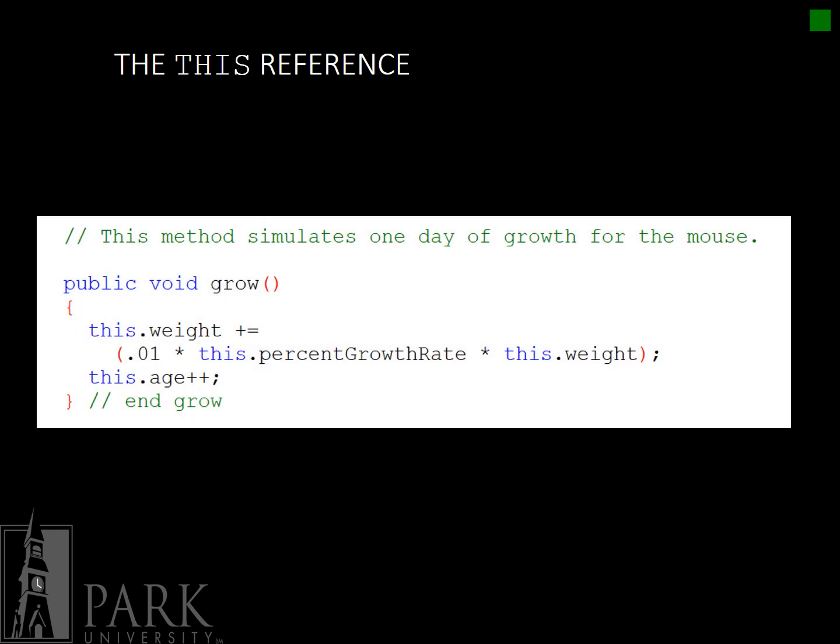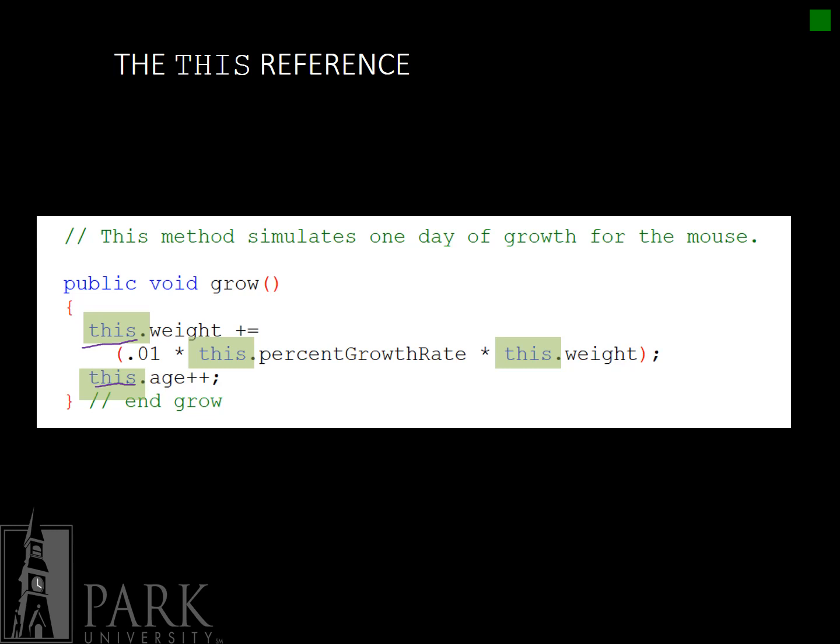Now in this code snippet from our mouse class, we have the method grow, and in this method we have this reference. So we're talking about this, right? What the heck does this mean? Well, when it's used in conjunction with a dot and an instance variable, this is referred to as the this reference. And in this example, the this reference is used inside of a method to refer to the object that is calling the method. In other words, the this reference refers to the calling object, which is itself, right? And we have to have a special keyword for this because otherwise we would have no way to reference the calling object from inside of itself.